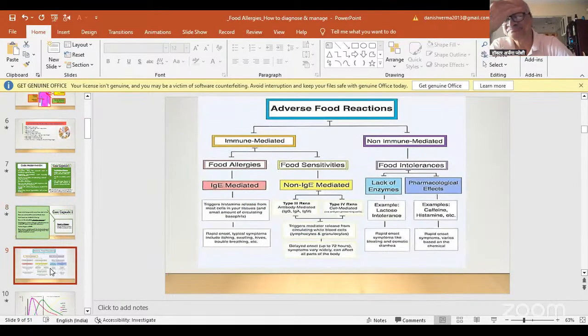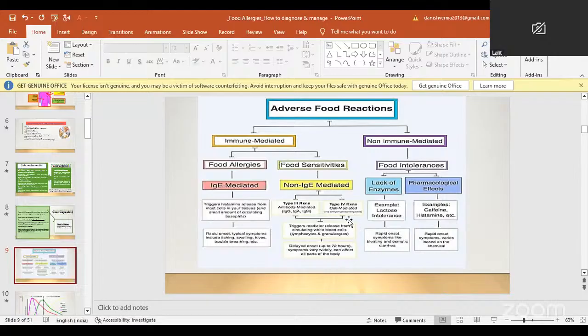Yeah. So adverse food reaction. Basically, there are two ways where a reaction can present. One is the immune reaction, which is immune mediated, under which falls your food allergy and the food sensitivity. So one is IgE mediated, the food sensitivity is non-IgE mediated. IgE is more to do with triggers of histamine and basophils. It has rapid onset. That's why you have swelling, hives, trouble breathing, and anaphylaxis.